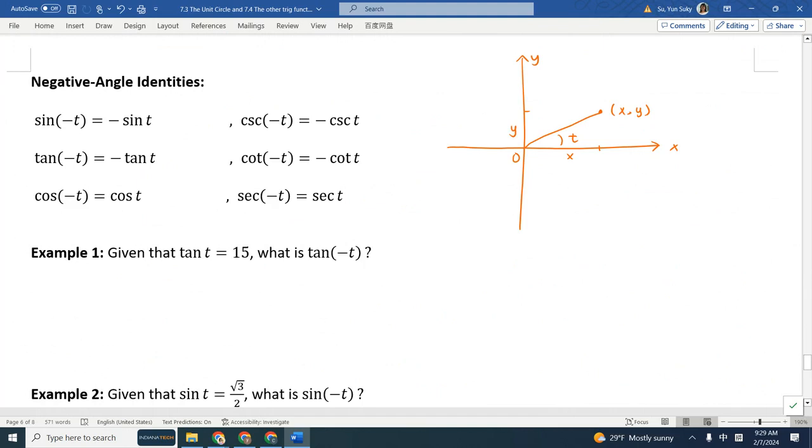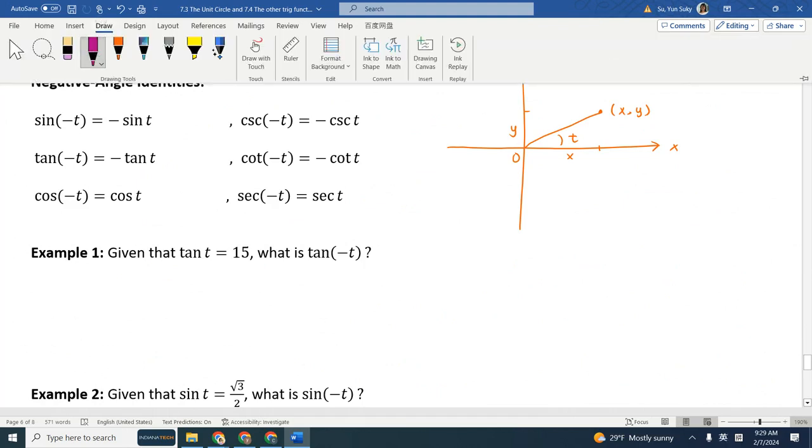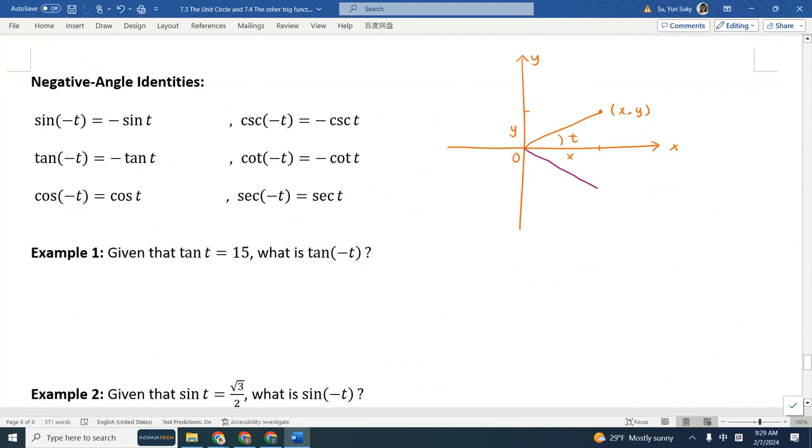Okay, now if this is t, what is negative t? Negative t is going clockwise direction. So this is negative t. Is that okay, everybody? Positive t means go counterclockwise directions. Negative t means go clockwise directions.